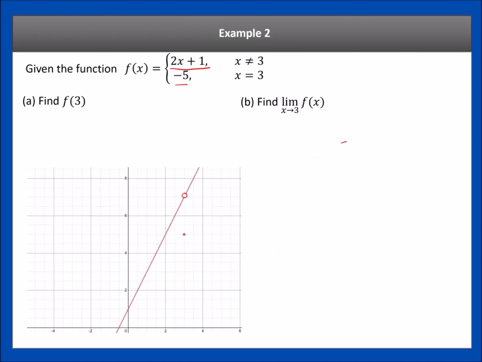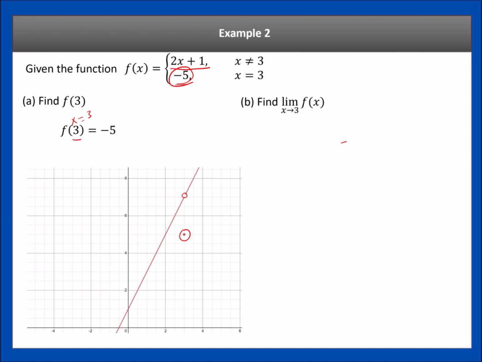So there's our piecewise function. And so we know that f of 3, well, the value is just going to be -5, right? Because if x is equal to 3, we know the value has to be -5, right? So that's this value here.